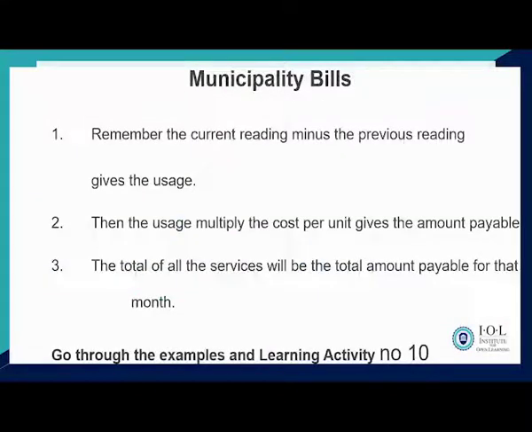With bills, remember, the current reading is the biggest reading. Minus the previous reading, that gives you the usage. Then the usage, so many units that are used, multiply by the cost of 1 unit. That gives you the amount I have to pay. And the total of all the services will be your bill at the end of the month.